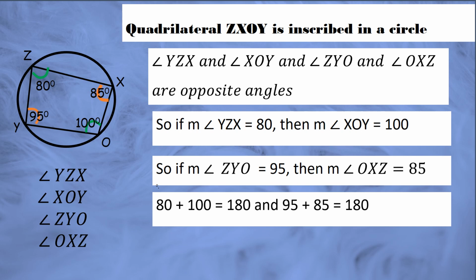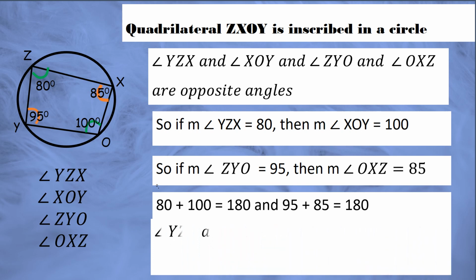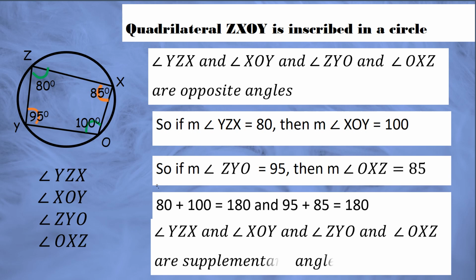Kasi yun ang sabi sa theorem eh. Dapat ang sum nila ay supplementary. So, ano ba yung supplementary angles? Di ba? Pag sinabi natin supplementary angles, two angles whose sum is equal to 180 degrees. Sa makatuwid, kung sila ay may sum na 180 degrees, we can say that angle YZX and angle XOY and angle ZYO and angle OXZ are supplementary angles. Yan ang sinasaad sa theorem.